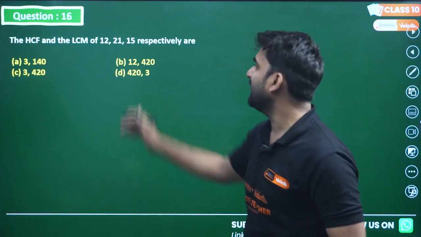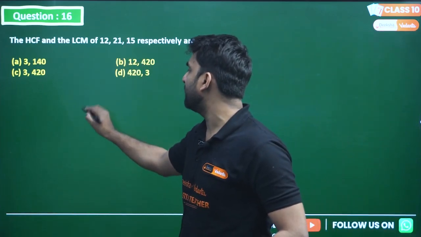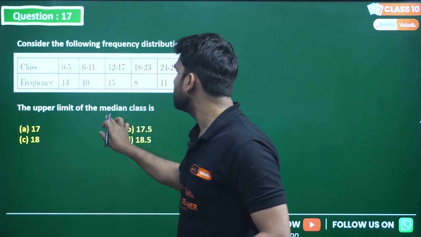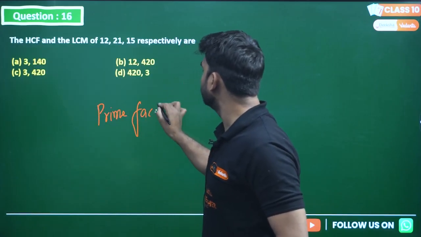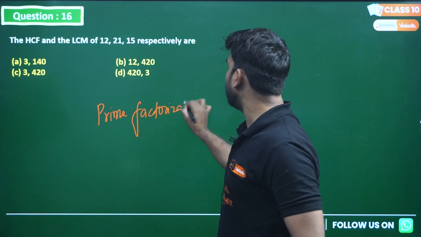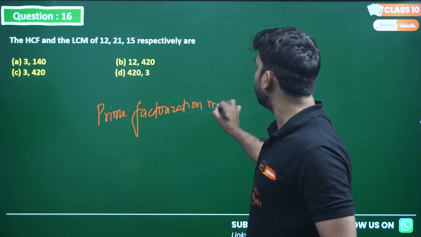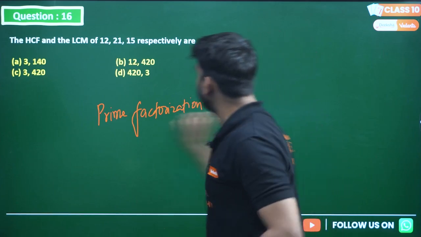HCF and LCM, again HCF and LCM. We can use the prime factorization method. By using the prime factorization method we can find out the HCF and LCM of these three numbers.